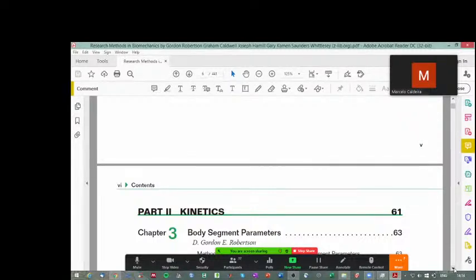Why? Because in 2D kinematics, two variables are necessary to describe the motion, and in 3D kinematics, at least three variables are necessary to describe the motion.